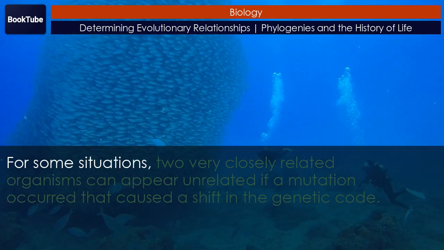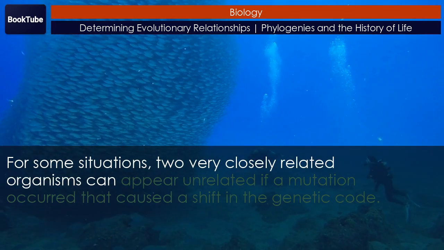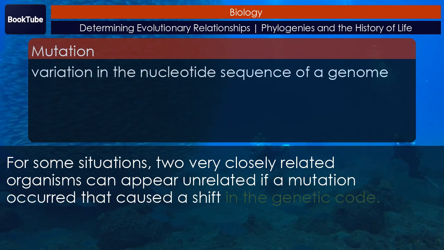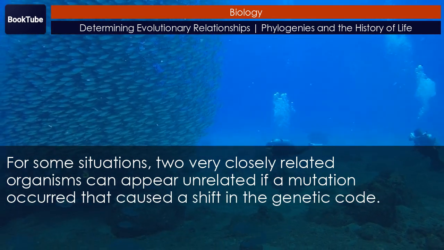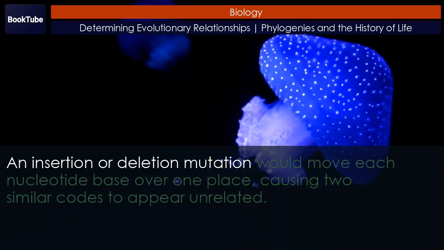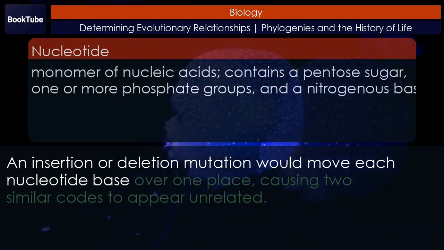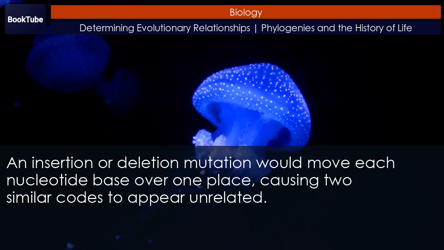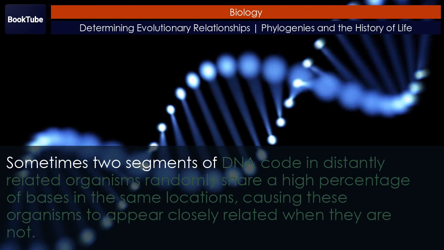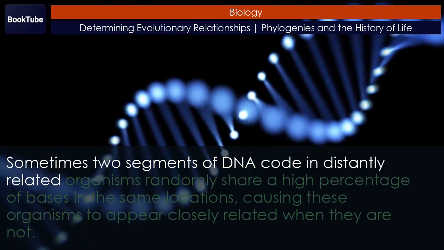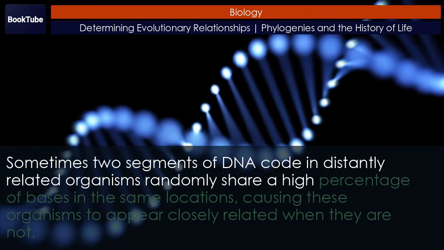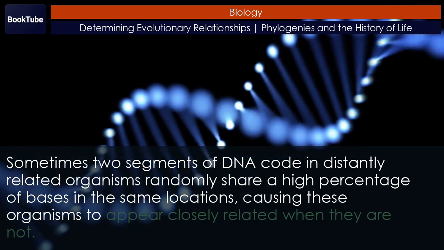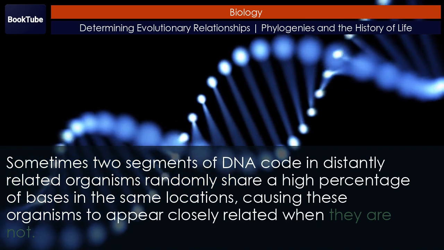For some situations, two very closely related organisms can appear unrelated if a mutation occurred that caused a shift in the genetic code. An insertion or deletion mutation would move each nucleotide base over one place, causing two similar codes to appear unrelated. Sometimes two segments of DNA code in distantly related organisms randomly share a high percentage of bases in the same locations, causing these organisms to appear closely related when they are not.